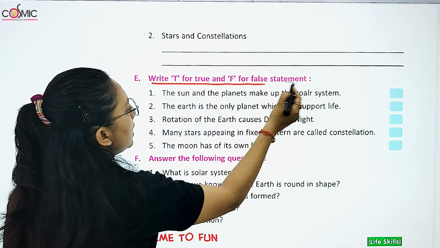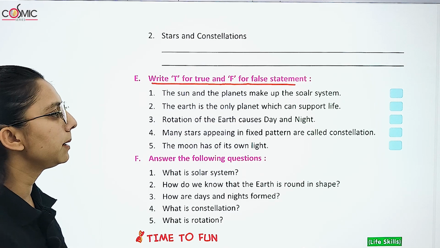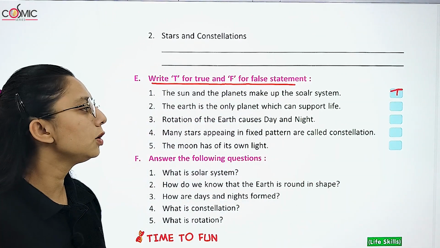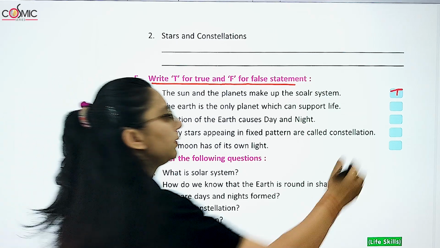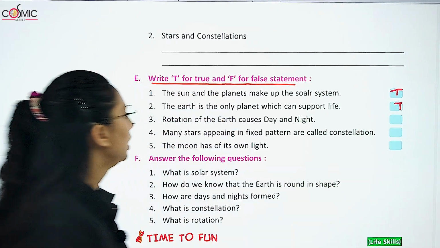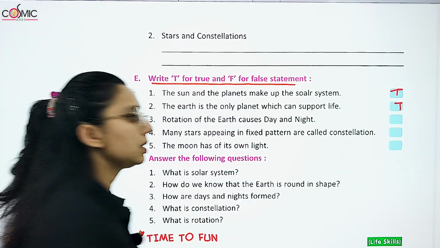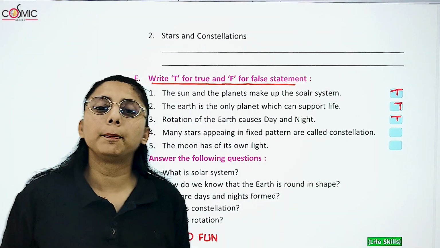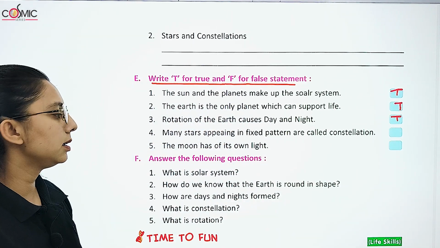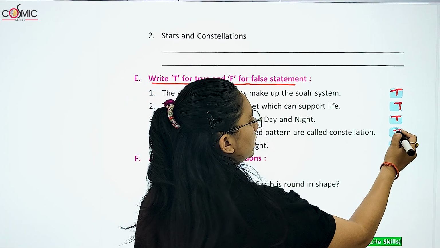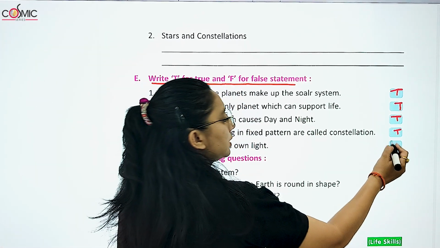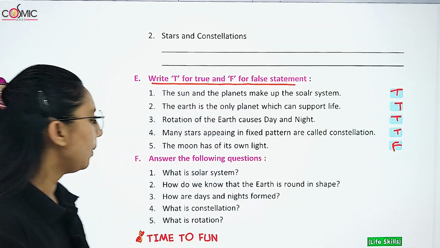So write T for true and F for false statement. The sun and the planets make up the solar system. It's true. The earth is the only planet which can support life. It's true. Rotation of the earth causes day and night. It's true. Many stars appearing in a fixed pattern is called constellation. It's true. The moon has its own light. False.